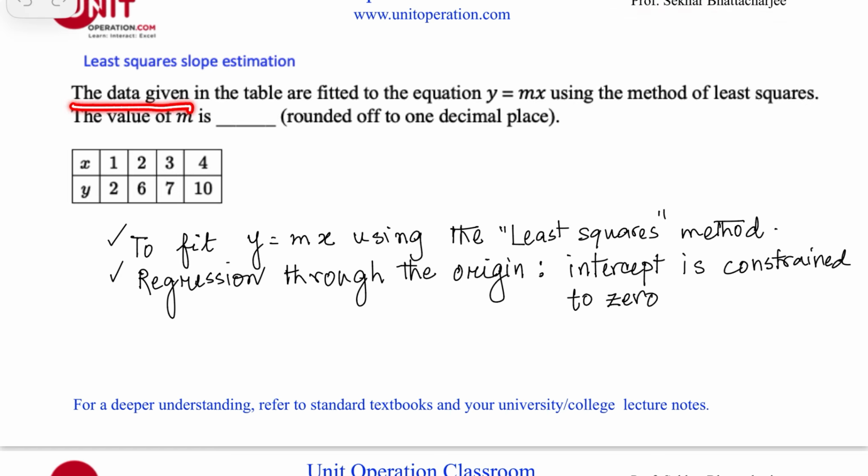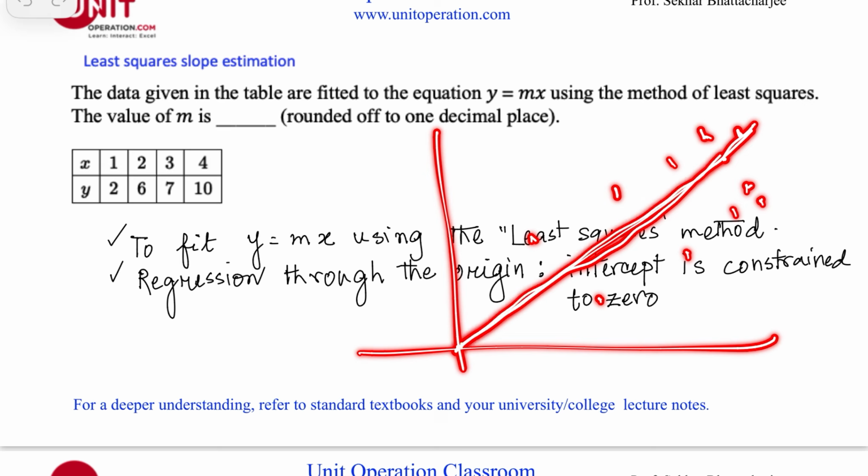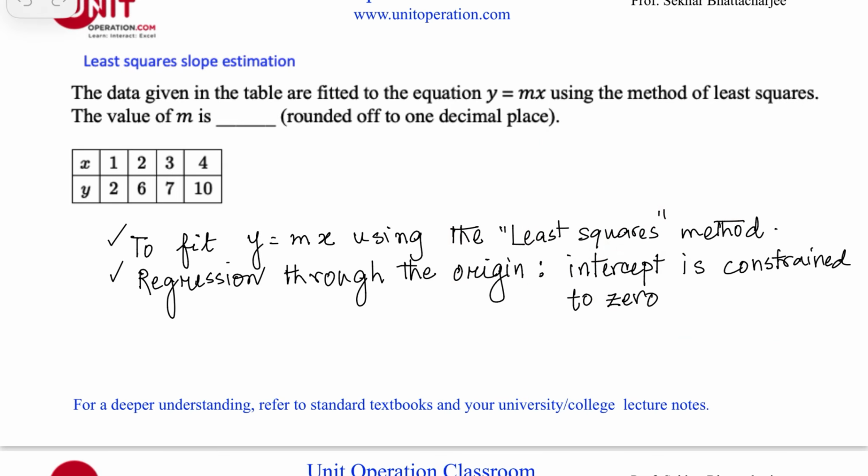Some experimental data are given here in the table and are supposed to be fitted with an equation y is equal to mx. So using the method of least square, we'll discuss what the method of least square is. This is called y is equal to mx. That means it just passes through the origin, and these are probably some experimental data points. Given these experimental data points, what is the best fit of the straight line y is equal to mx, which is forced to go through the origin? What will be the value of m that will best represent or best fit these experimental data points? That's basically the crux of the problem.